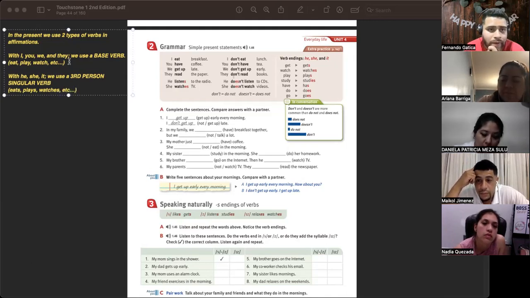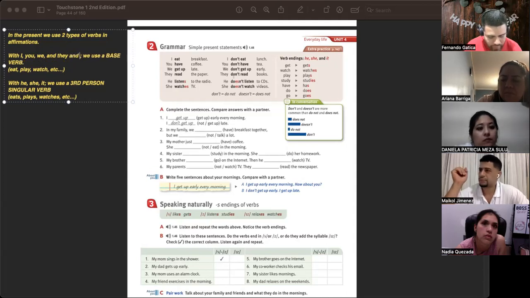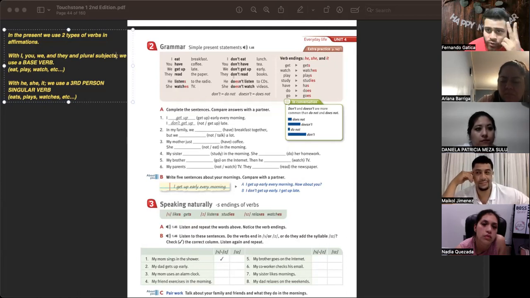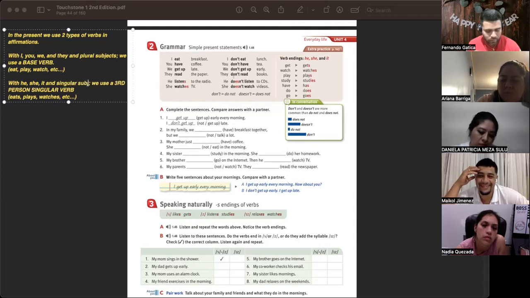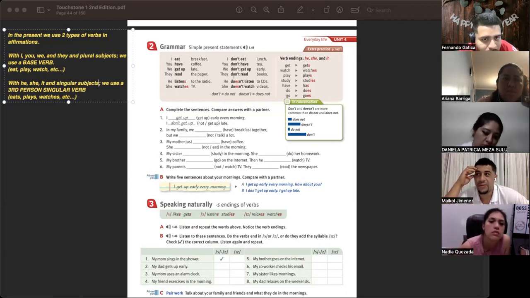Another very important thing. We also use a base verb with plural subjects. That means if two people, use a base verb. And with singular subjects, we use a verb in third person singular.